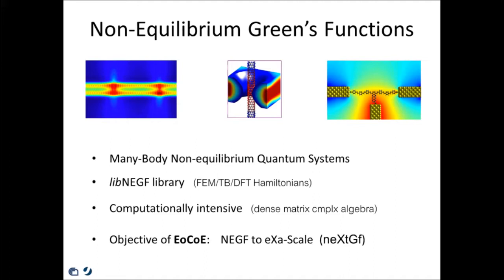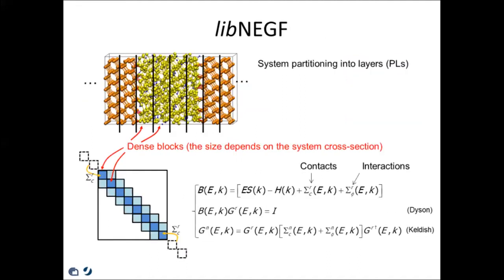It is computationally intensive because it's basically dense matrix complex algebra that I will show you. And one objective of this ECO project is actually to bring quantum computing stuff to exascale. So also libNEGF was selected for bringing such a code to exascale, and this is this initiative that we call NextGF. So I will be talking basically about libNEGF, that is the state of the art of what was before, but of course we are in the transition to this NextGF library.